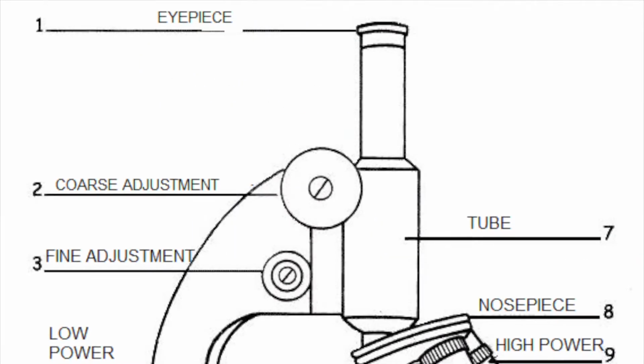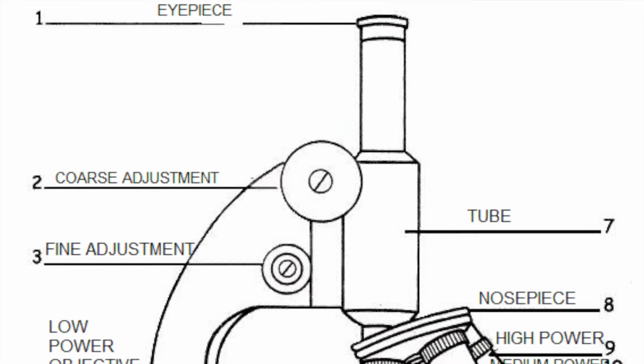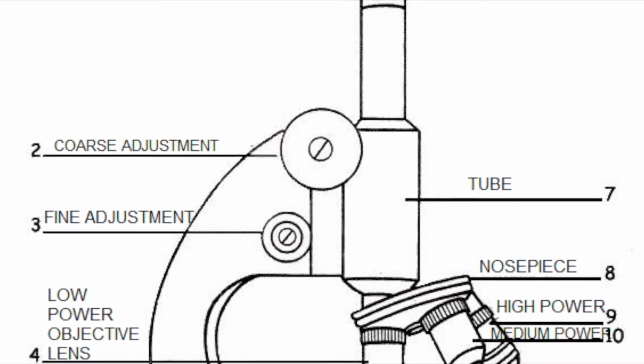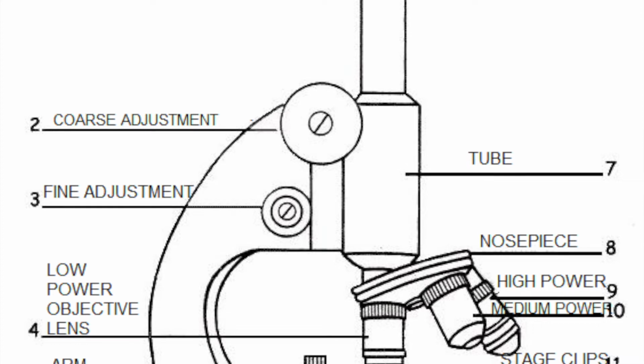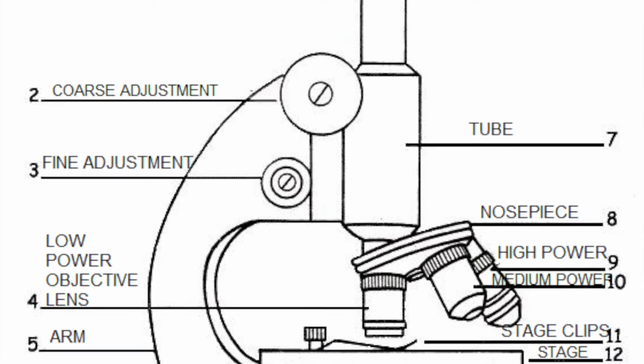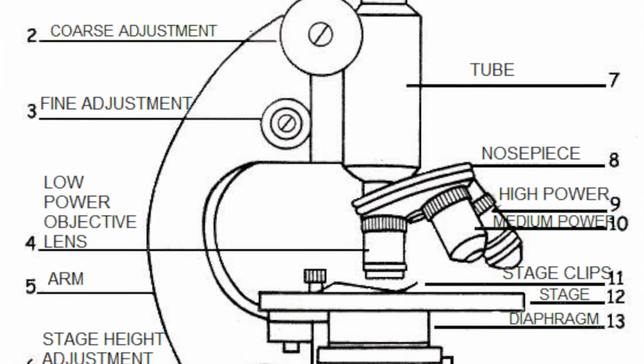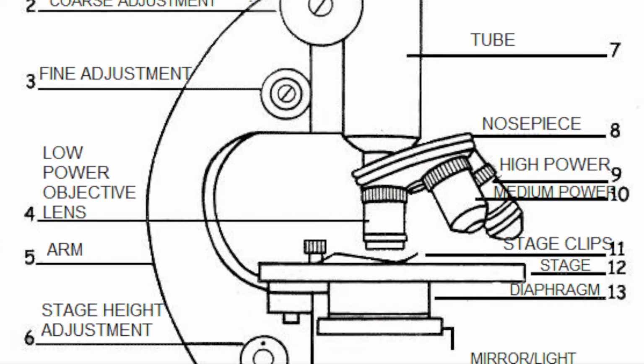Here are the parts of the microscope. The eyepiece is the part you look through. The body tube is the tube that leads to the lens. The objectives are the different lenses with different magnifications. The arm is the piece that holds the objectives and the body tube. The stage clips holds the slide.